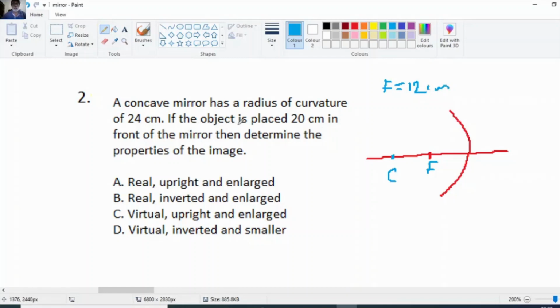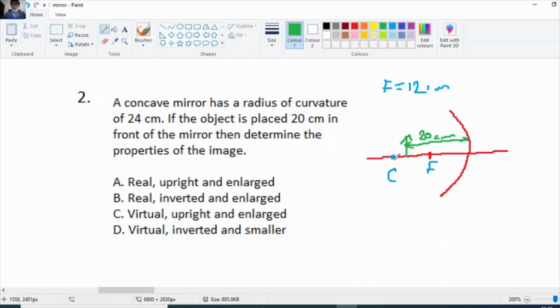If the object is placed 20 centimeters in front of the mirror, let's have our object. It is going to be somewhere here. Why? Because this is 12 centimeters and the total distance from the center is 24 centimeters. So the object distance, I mean this distance, is going to be 20 centimeters. Determine the properties of the image.